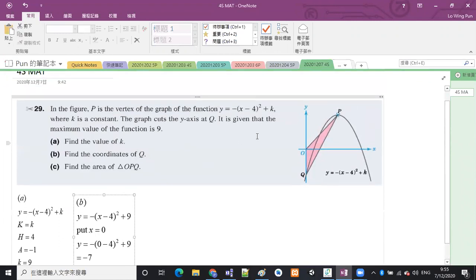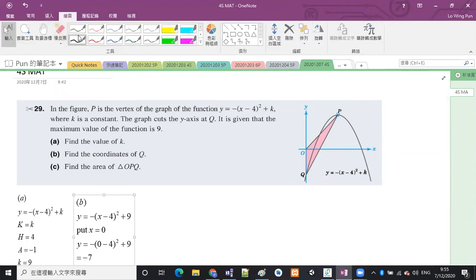And then part C, find the area of the triangle OPQ. And again, we are going to find the area of a triangle. So it is 1/2 times base times height, okay? And the base will be OQ. And then the height will be drawing a line from P, which is perpendicular to OQ. And then we are going to draw this. Like this. Let me call this point R.